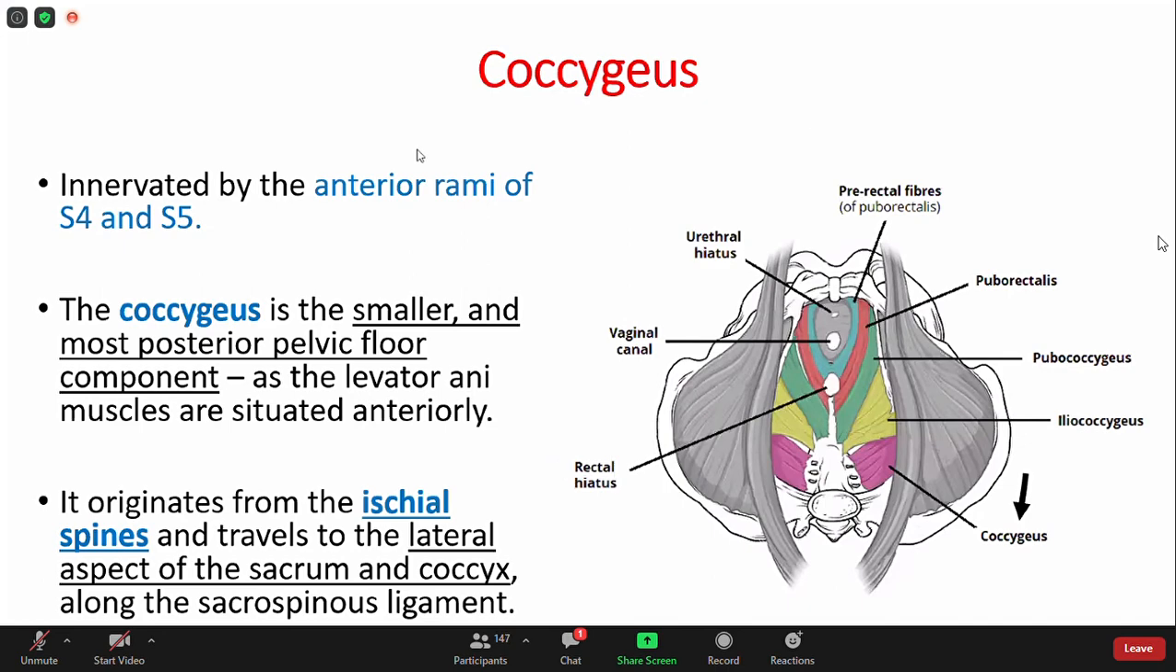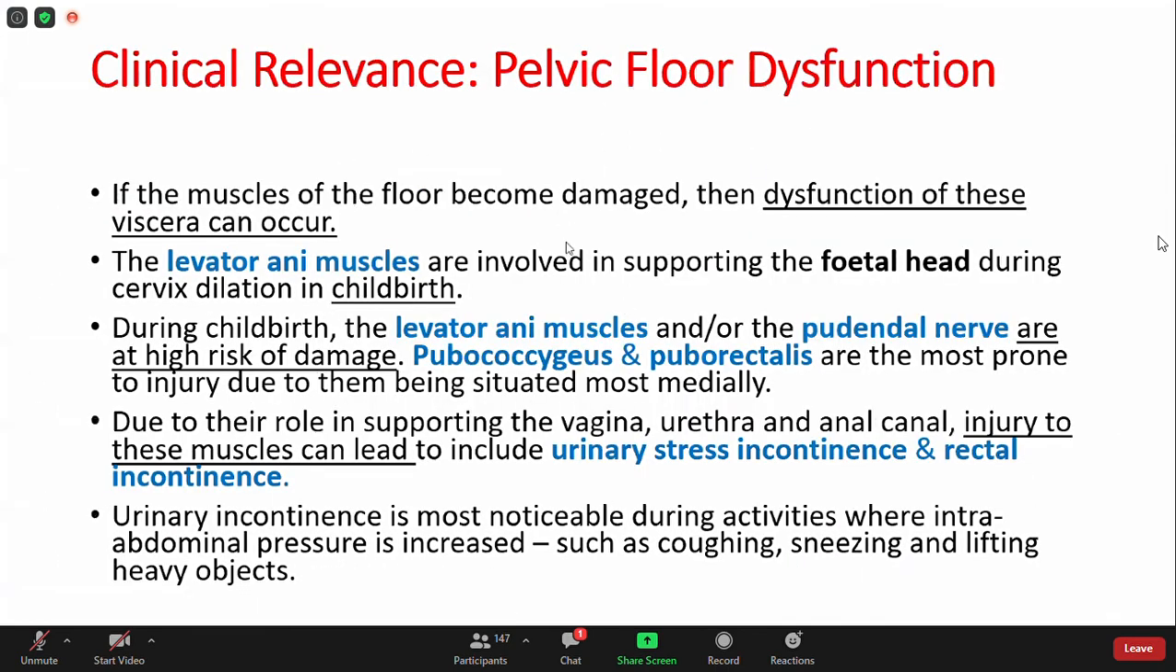ligament. This is the most important slide because it tells you why we're studying this. First of all, the levator ani is involved in supporting the fetal head during cervical dilation in childbirth. During the delivery, this is the important muscle that supports the head of the baby. And during childbirth, the levator ani and pudendal nerve are at high risk of damage, like I said earlier. The pubococcygeus and puborectalis are the most prone to injury.